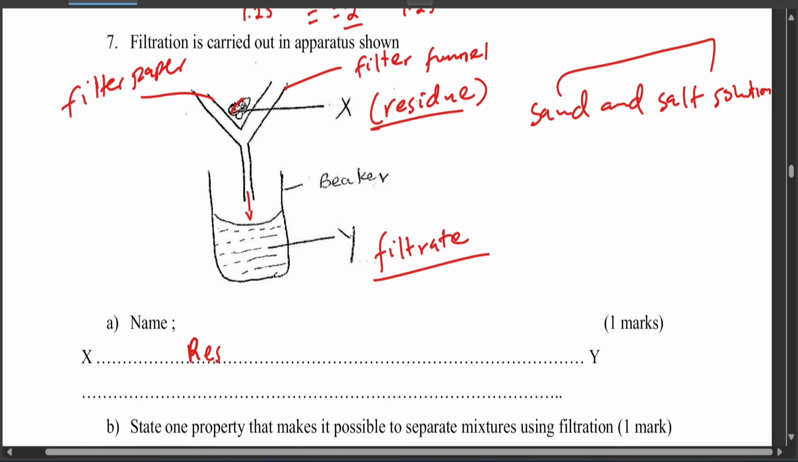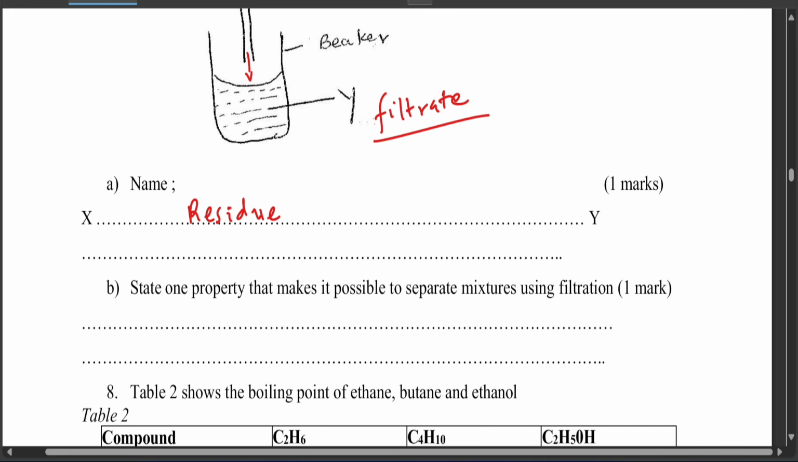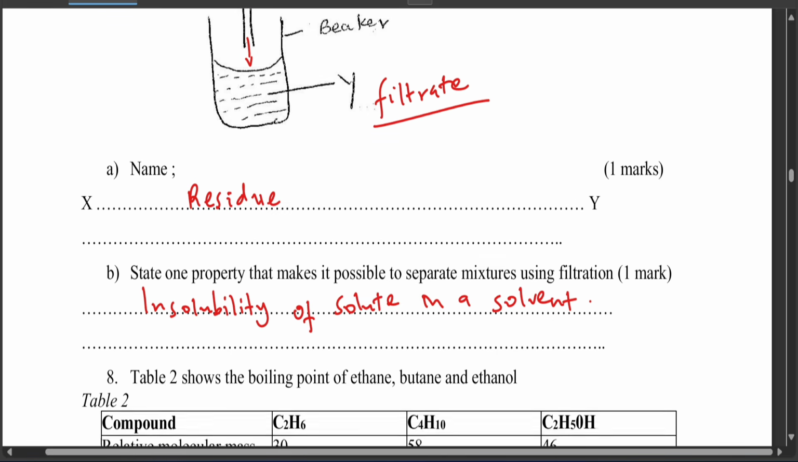So question A, name X. Our X is residue. And now state one property that makes it possible to separate mixtures using filtration. And what's the specific property? The specific property is insolubility of substances. So insolubility of a solid in a solvent. Okay, of a solid or substance in a solvent. So if you find a substance that doesn't dissolve inside a solvent, you usually separate it using filtration.